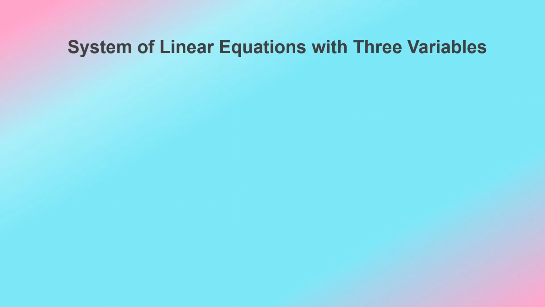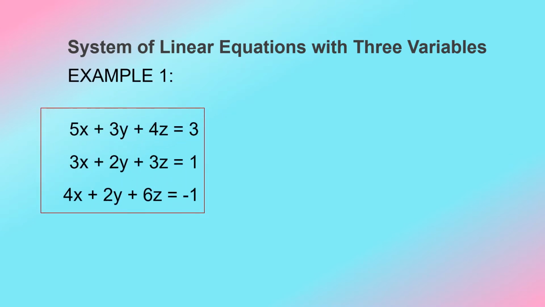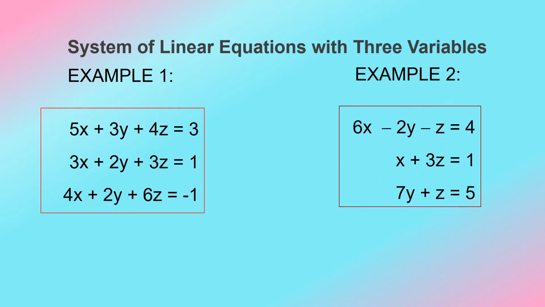Let's look at the system of linear equations with three variables. In example 1, we have three linear equations where the three variables are x, y, and z, and the coefficients of the variables are real numbers. In example 2, a system can also be in this form, where the variable y does not appear in the second equation and the variable x does not appear in the third equation.